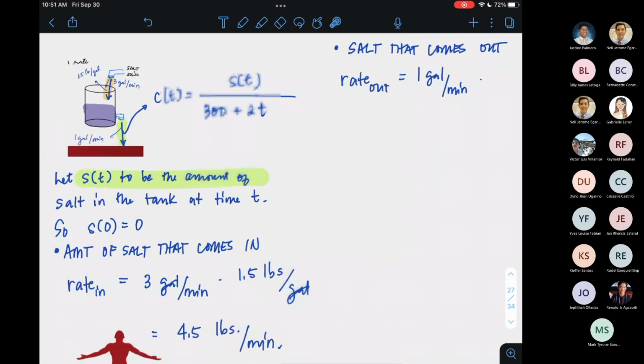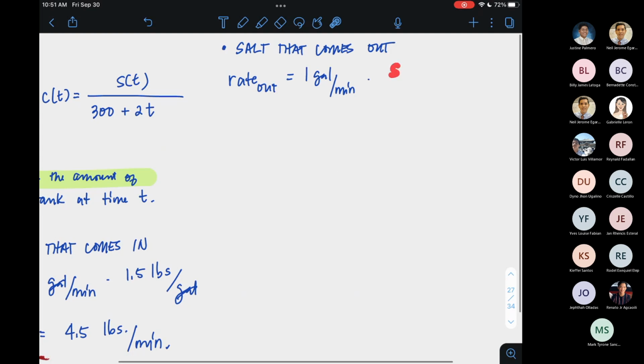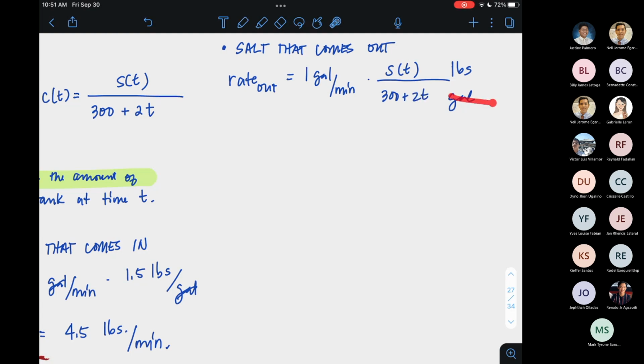So ito yung ating concentration. So ibig sabihin, ito yung lalabas. So yung S, ang unit of measure niya ay pounds. Ito ay gallons, yung unit of measure niya kasi volume niya. So magma-match din ito. So ito ay pounds per gallon. So ito ay 300 plus 2t. Tapos ma-cancel yung gallons. So rate out ay pounds per minute pa rin, kasi nga amount siya ng salt na nakakawala per unit time. Okay? So medyo komplikado yung rate out.